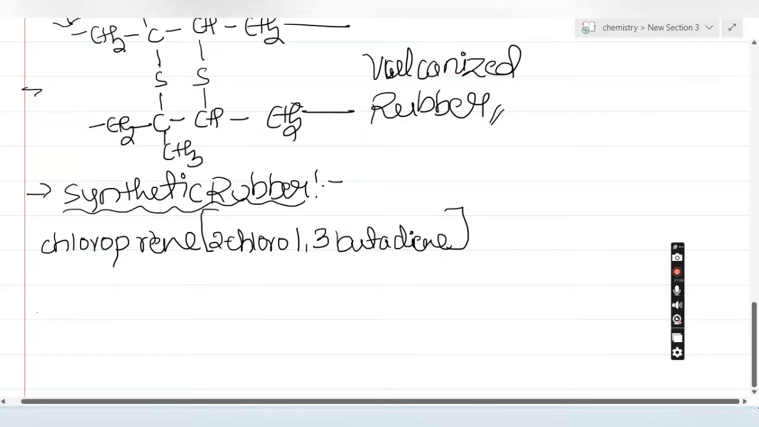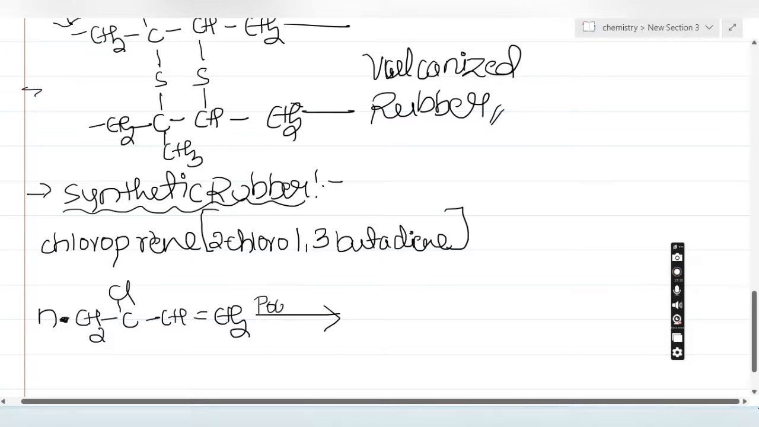So I take n molecules of chloroprene. It is CH2 double bond CCl single bond CH double bond CH2, n molecules. This will be polymerized. When it is polymerized, a double bond comes now. So this double bond shifted here, it will go to the central position. So all double bonds will become single bonds and single bonds will become double bonds.